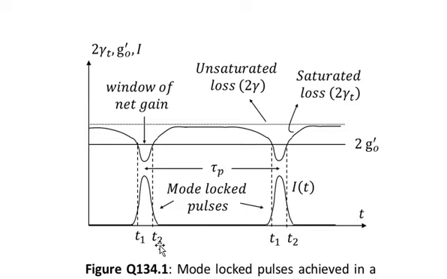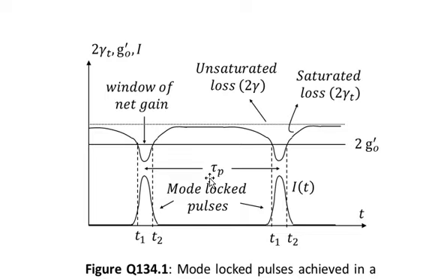So T1 and T2 is the time between which the absorber will be saturated, and after that the absorber will remain unsaturated. The absorber being unsaturated means that it will present the maximum possible loss in the cavity, and when the loss is higher the output will be zero, so no laser intensity is over in this region. So again you see that this pulse will repeat after a time tau p, which is the time after one round trip.